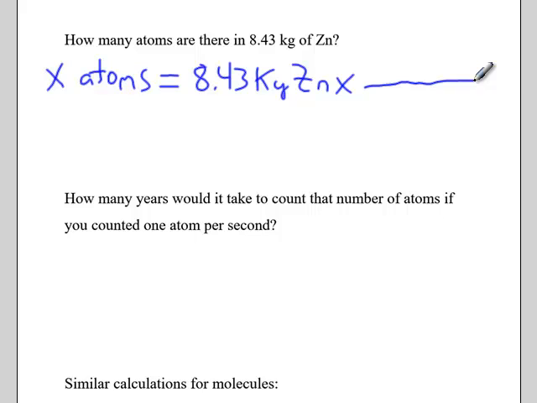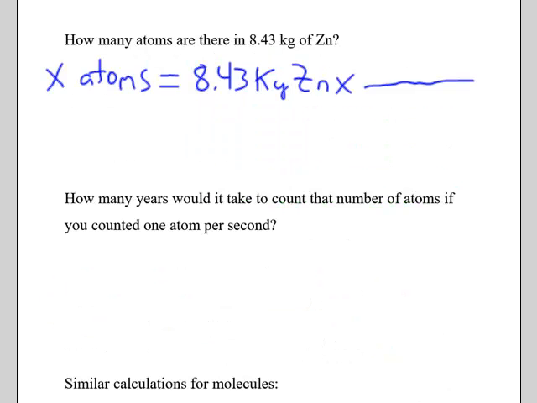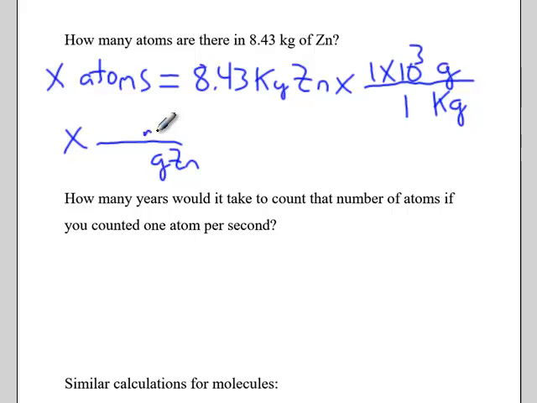In order to use the periodic table with grams, our first conversion has to turn kilograms of zinc into grams of zinc. And we know kilo is 10 to the third power. And now we can use the periodic table to turn grams of zinc into moles of zinc. 1 mole of zinc, the periodic table tells us, is 65.39 grams.